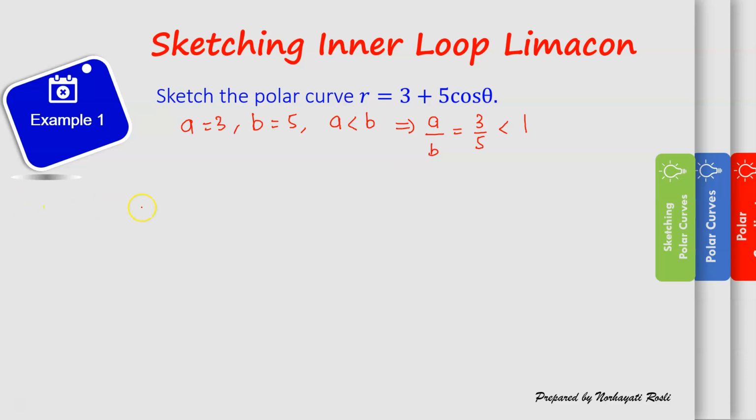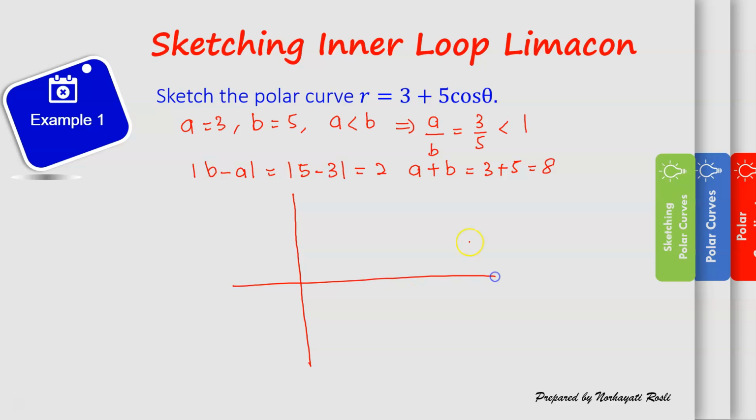So in this case, you need to first find the absolute value of B minus A, which is the absolute value of 5 minus 3, equal to 2. And then we also need to compute A plus B, which is 3 plus 5, equal to 8. Now when we want to plot this, our function here is a positive cos theta, meaning that it will be located on the positive x-axis.